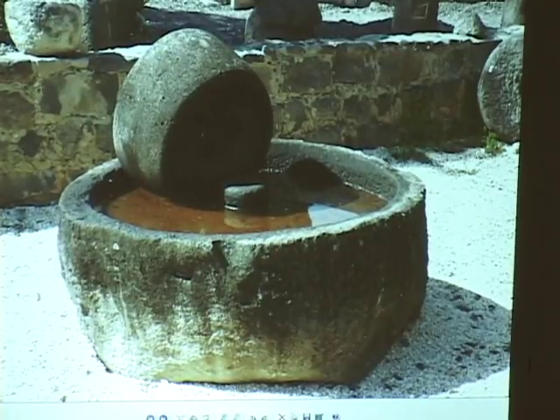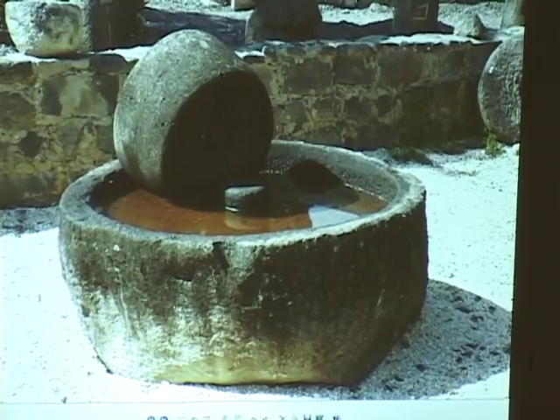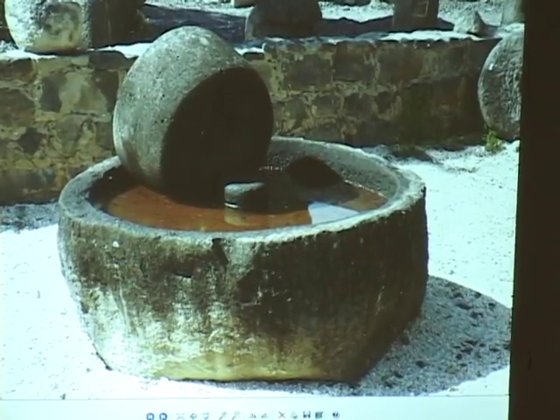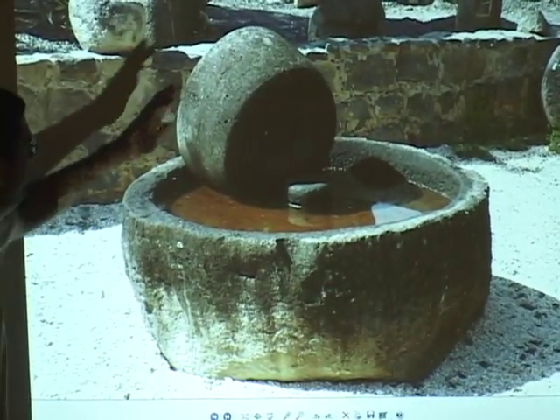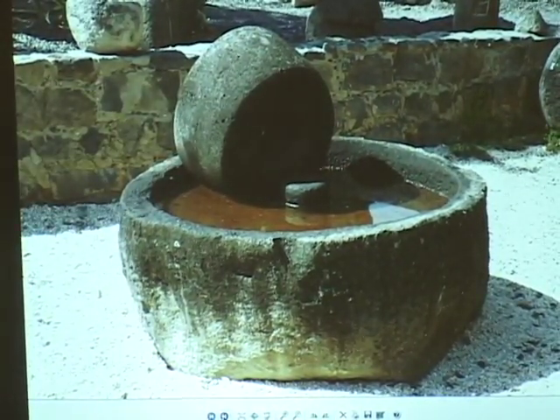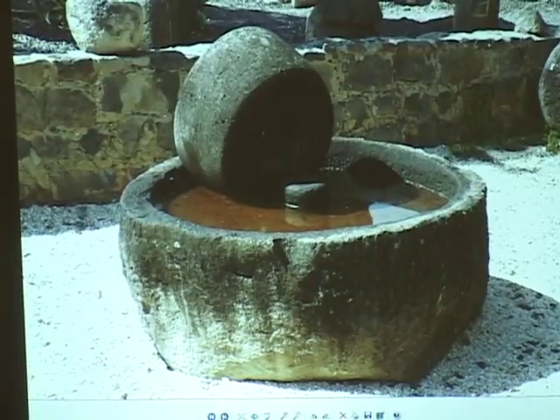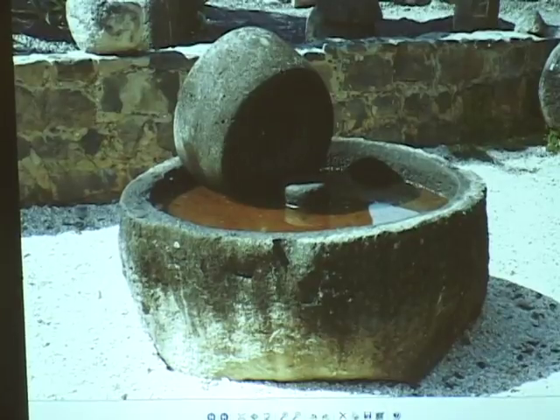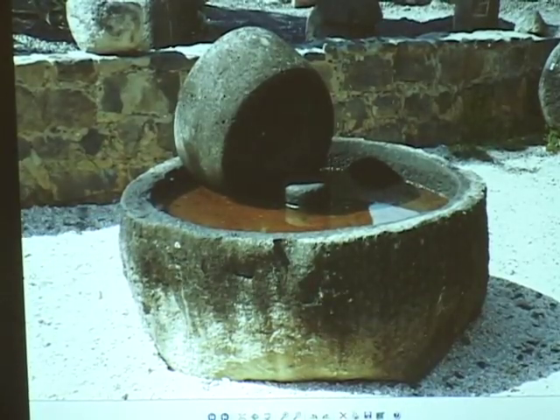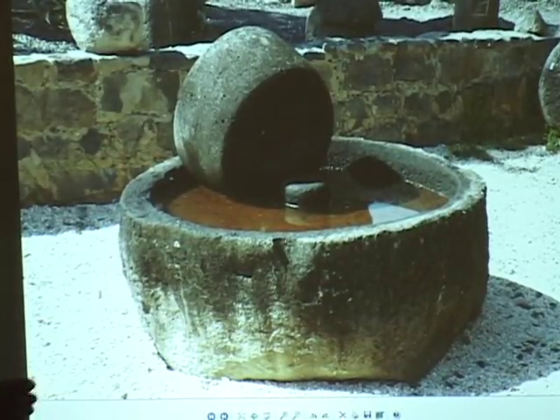So this is also in Capernaum. This is an olive press. What they would do is stick the olives in there, and I guess you just push this thing and it smashes the olives. And somewhere along this, I guess there's a little hole that the oil drips out of, and you just hold the jar there.